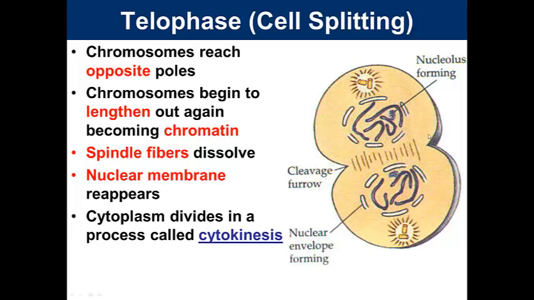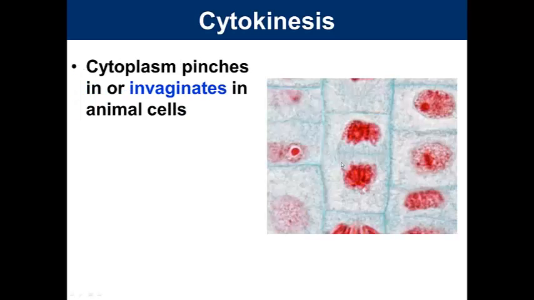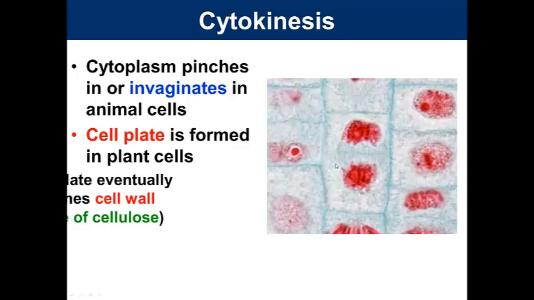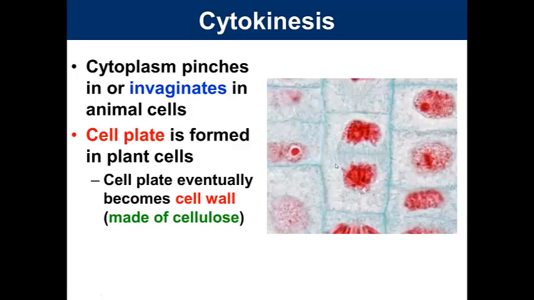So when one cell divides into two, it is called cytokinesis. In cytokinesis, the cytoplasm pinches in or invaginates. That's the word that scientists use in animal cells. A cell plate is formed in plant cells. So you can see right there, you have that really thin line. That is a cell wall and a cell membrane starting to be formed. That's called the cell plate. The cell plate will eventually become the cell wall, which is made up of cellulose in plants.